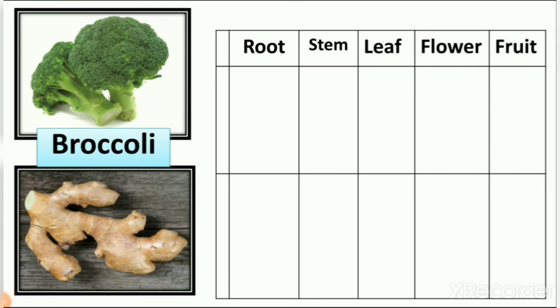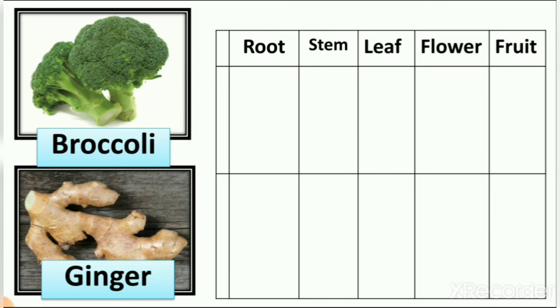So broccoli looks like cauliflower, but it is not cauliflower, it is broccoli. The color of broccoli is green. And the second one is ginger. So we learn about ginger, that we use ginger in making tea also, in medicines also.